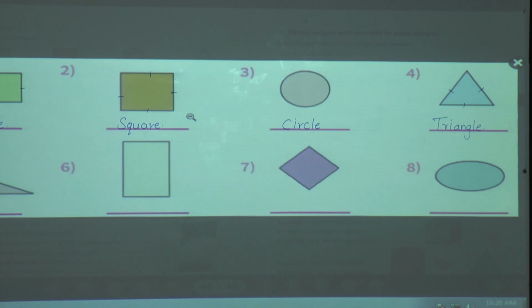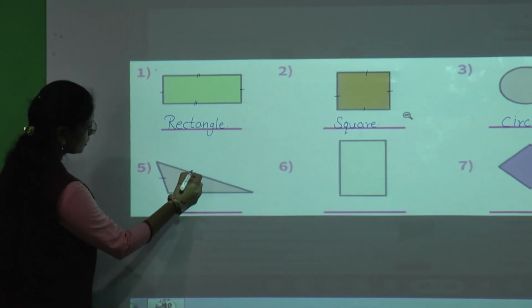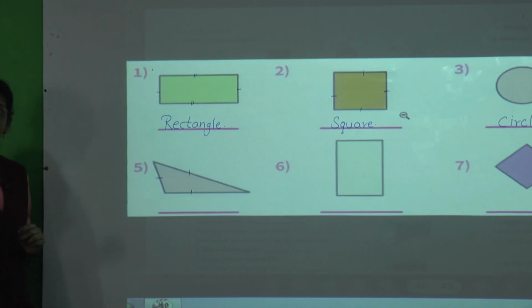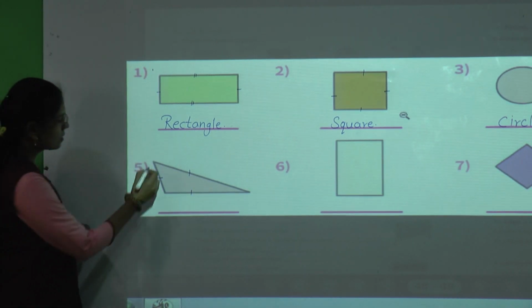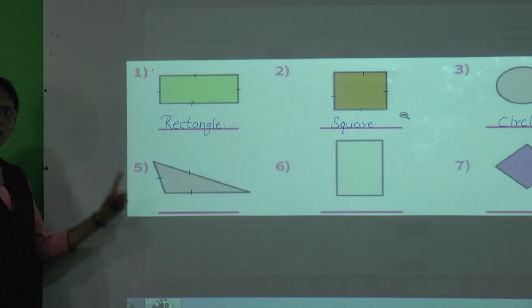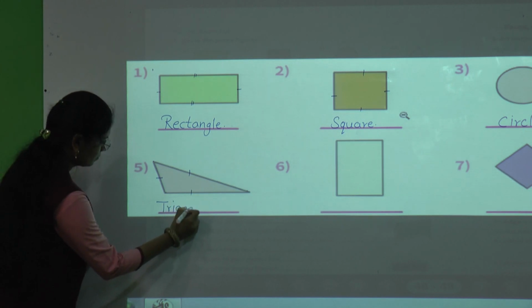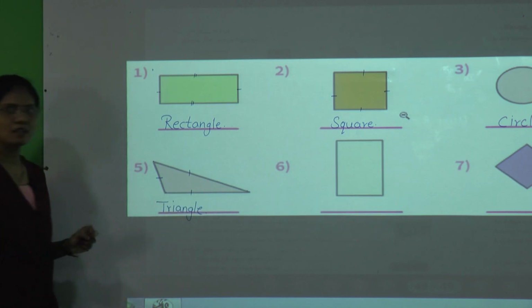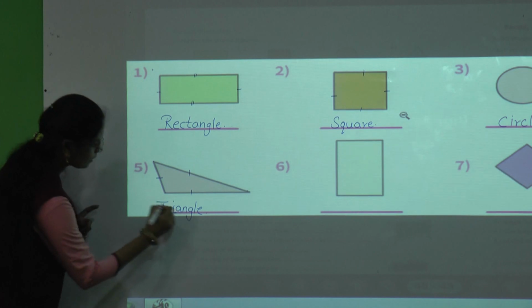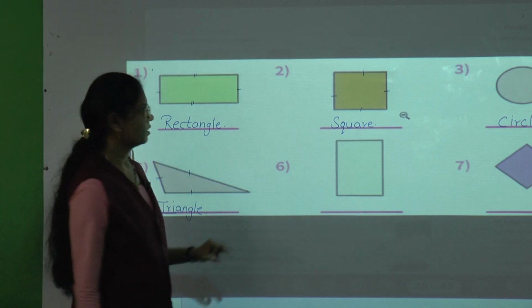Now see this. Again it has 1, 2, 3. Again it has 3 sides and also it has 1, 2, 3 corners. So this is also a triangle. See, in the word itself, tri, tri means 3. So this is a triangle.